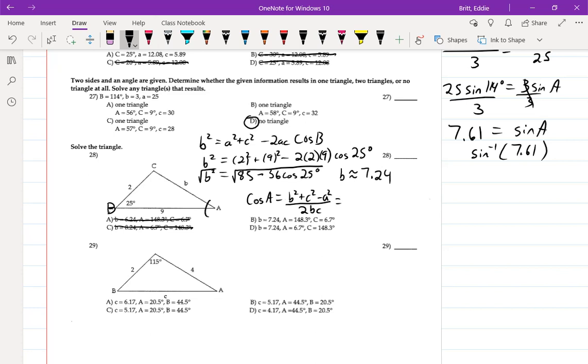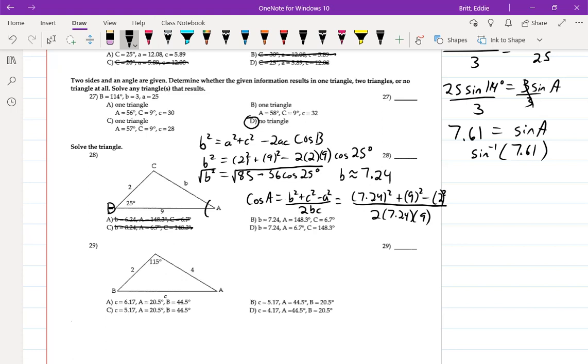All right, so this is equal to b squared, which is 7.24 squared, plus c squared. C is 9, so plus 9 squared, minus a squared, so minus 2 squared, over 2 times 7.24 times 9. All right, so you want to work all of that out and then use inverse cosine. So I'm going to work everything out, and then I'm going to say the inverse cosine of whatever it gives me.